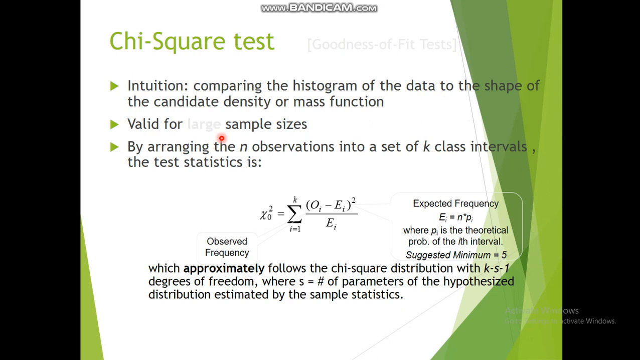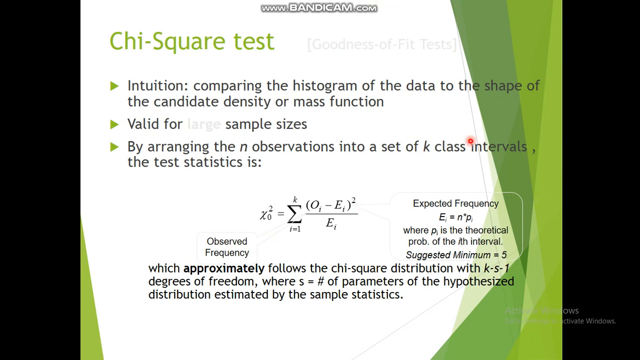What we have to do here is arrange the n observations into a set of k class intervals. The test statistic, chi naught square, is equal to the summation of (Oi minus Ei) whole square divided by Ei, where i ranges from 1 to k. Here Oi represents the observed frequency and Ei represents the expected frequency.